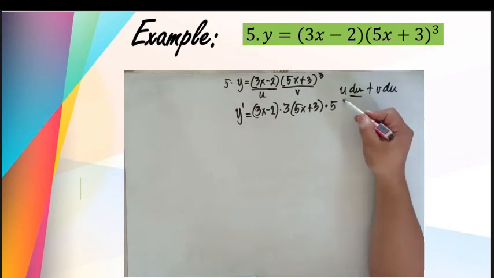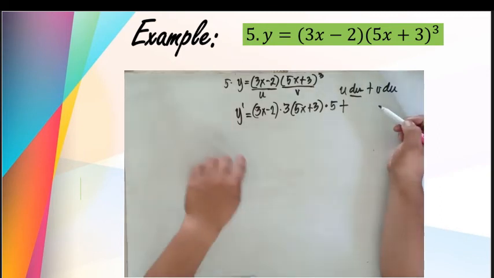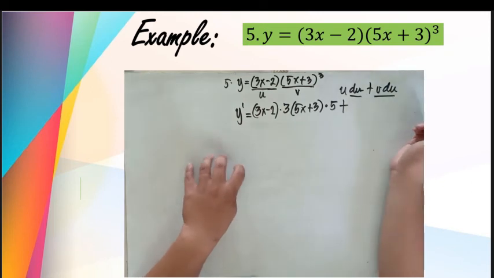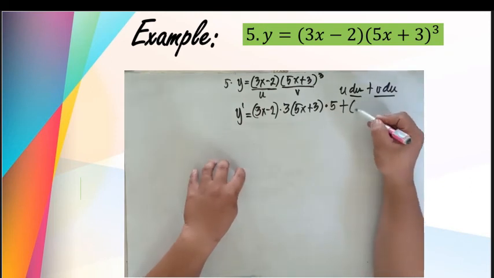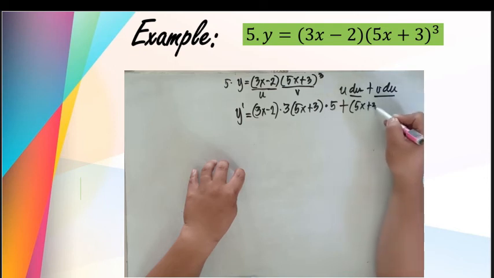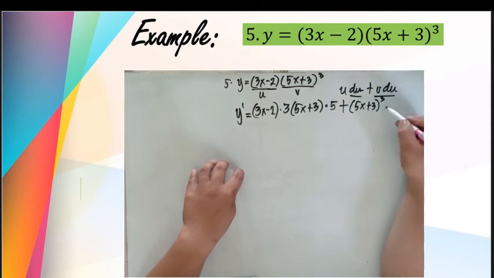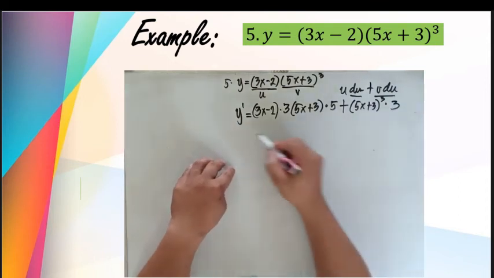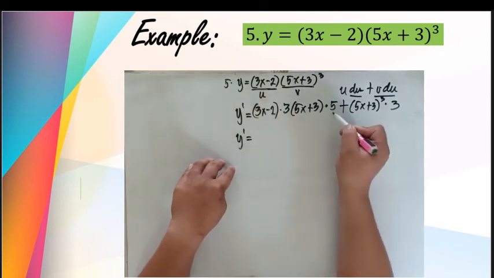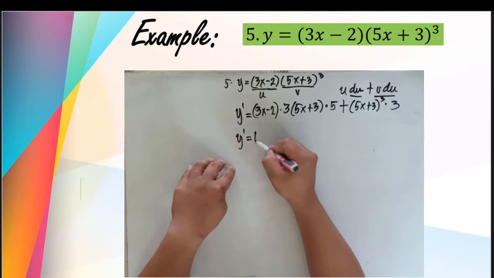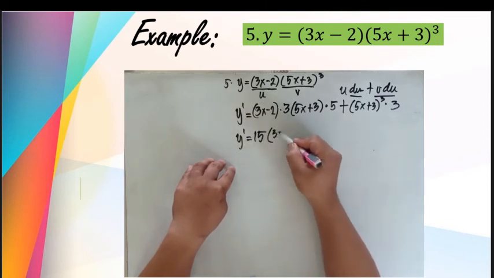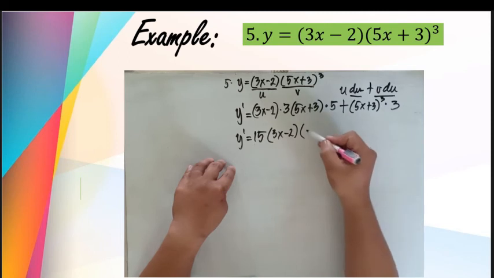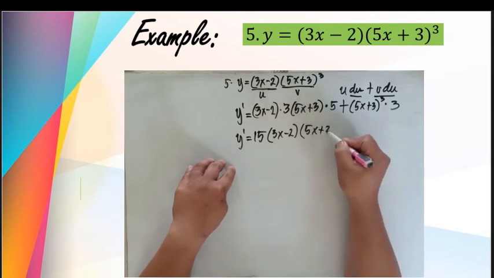Now, going back to the product rule, that's plus, and let's follow this one. Copy your v function. The v function is 5x plus 3 raised to the third power, and the derivative of u, which is 3x minus 2, is equal to 3. Now let's simplify this further. y prime is equal to 5 times 3, that's 15. Let's copy your 3x minus 2 times your 5x plus 3.